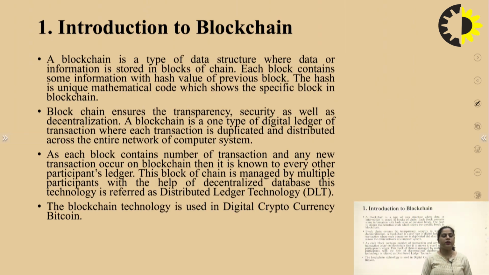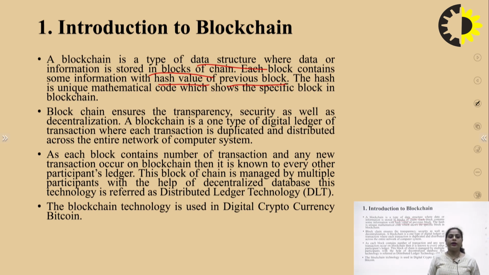So, start with the introduction to blockchain. A blockchain is a type of data structure where data or information is stored in a chain of blocks. All the information, all the data is stored in the form of blocks. Each block contains some information with the hash value of the previous block. Now, every block contains the information, but what does that block exactly contain?